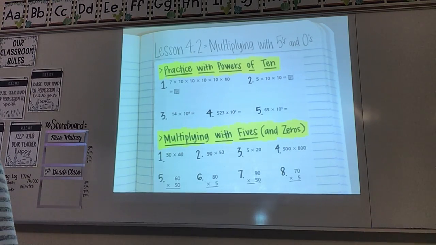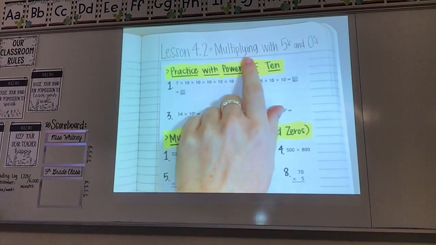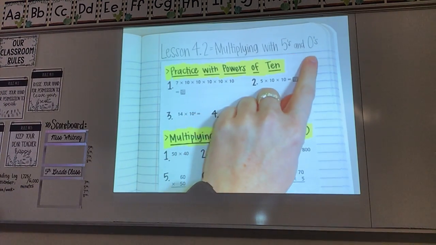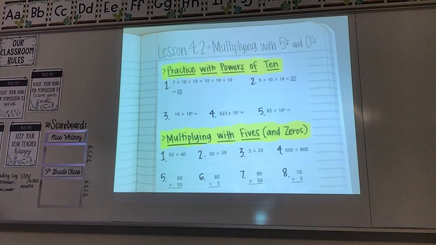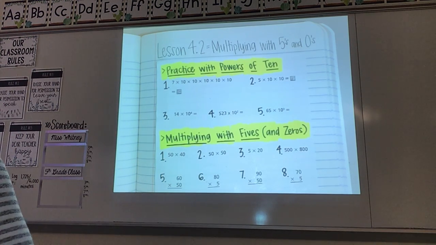Hi, fifth grade. Today's math lesson is lesson 4.2, and it is over multiplying with fives and zeros. This is really going to be just kind of a review of what we were already doing yesterday using that zeros trick when we're multiplying, and then I'll let you get started on your assignment. So we'll go through our notes and our practice pretty quick.